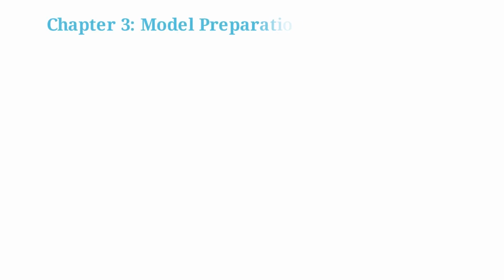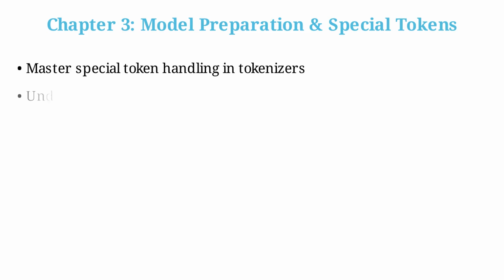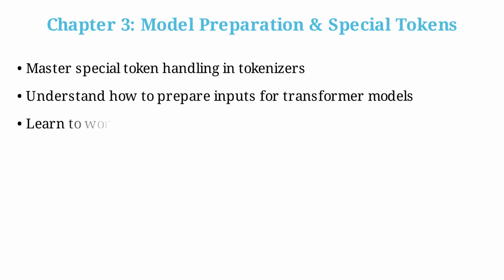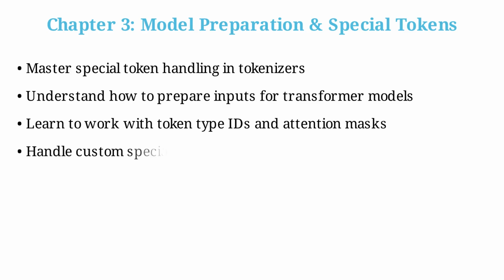Welcome to Chapter 3, where we'll master model preparation and special tokens. These are fundamental concepts that you'll use in every transformer project. We're going to explore how to properly prepare inputs for transformer models, understand the role of special tokens, and learn to work with token type IDs and attention masks. We'll also discover how to handle custom special tokens for specialized tasks. This knowledge is essential for working with any transformer model.